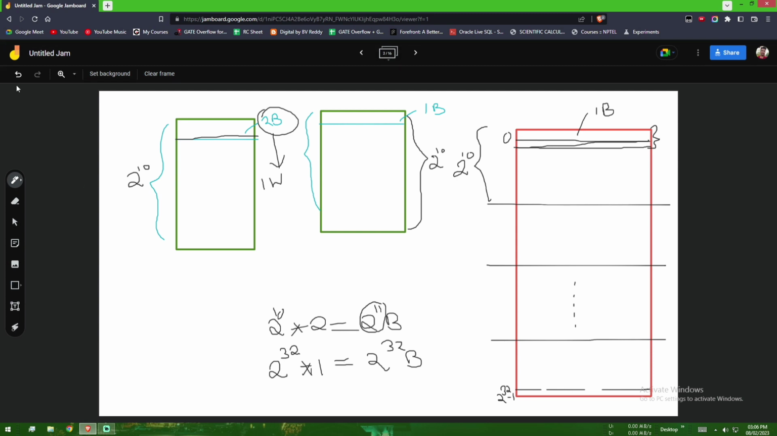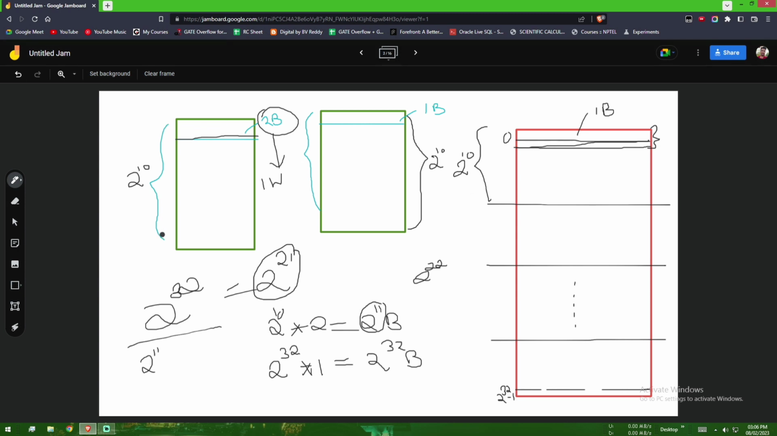Now let us see what we get with this kind of partitioning. What is the number of chunks in this case? The memory is 2 power 32 bytes, and each chunk is 2 power 11 bytes. So the number of chunks is 2 power 21. As you can see, this number is less than the previous one, which was 2 power 22.